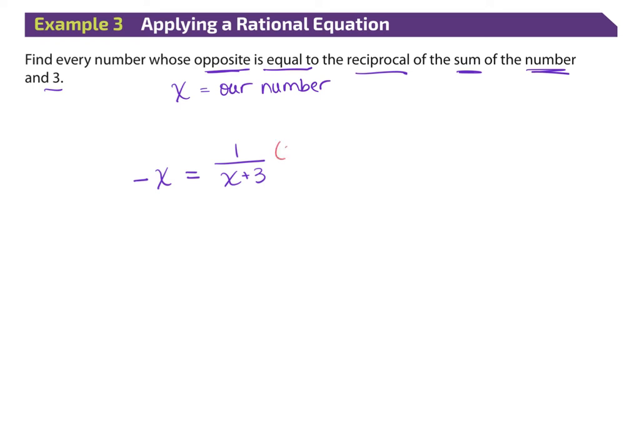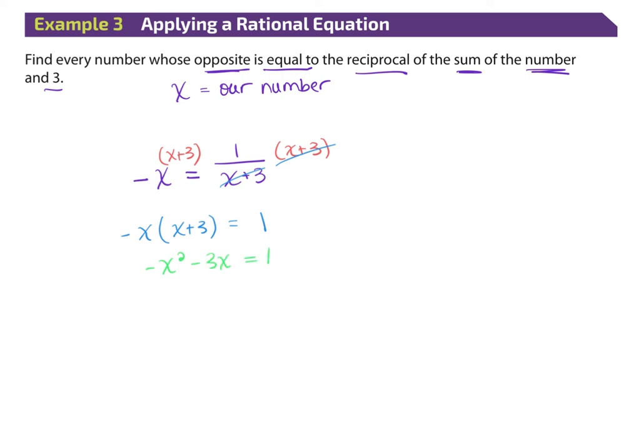So I'm going to multiply this side by x plus 3, and I'm going to multiply this side by x plus 3. On the left-hand side, I just have negative x times x plus 3. On the right-hand side, I just have a 1 because these both cancel. Distribute: negative x squared minus 3x equals 1.